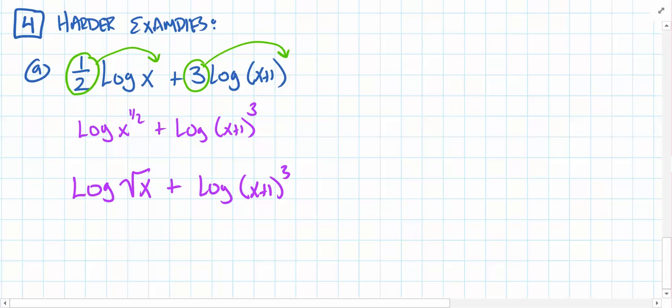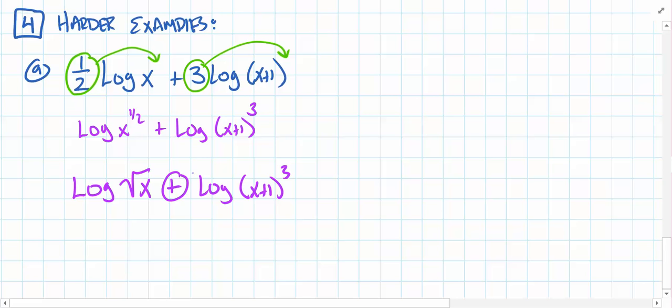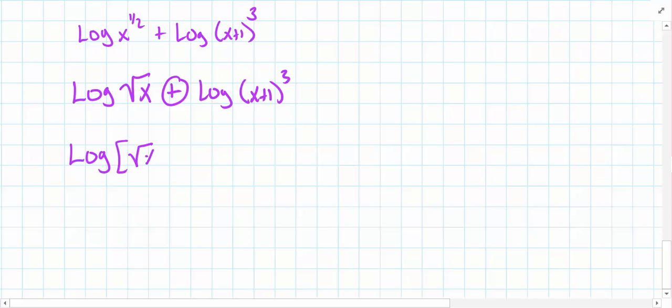So now I have an addition sign, right? So how can I condense through addition? I have multiplication. So it'd be log the square root of x times x plus 1 to the third. And that would be my final answer.